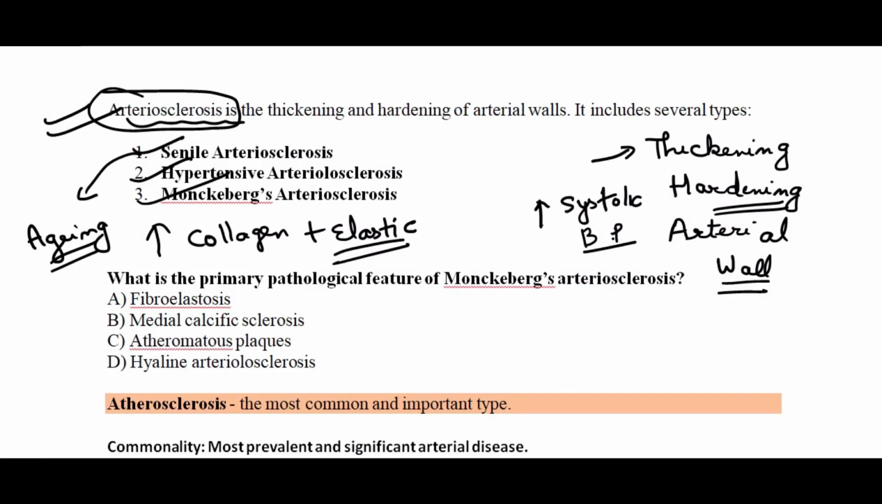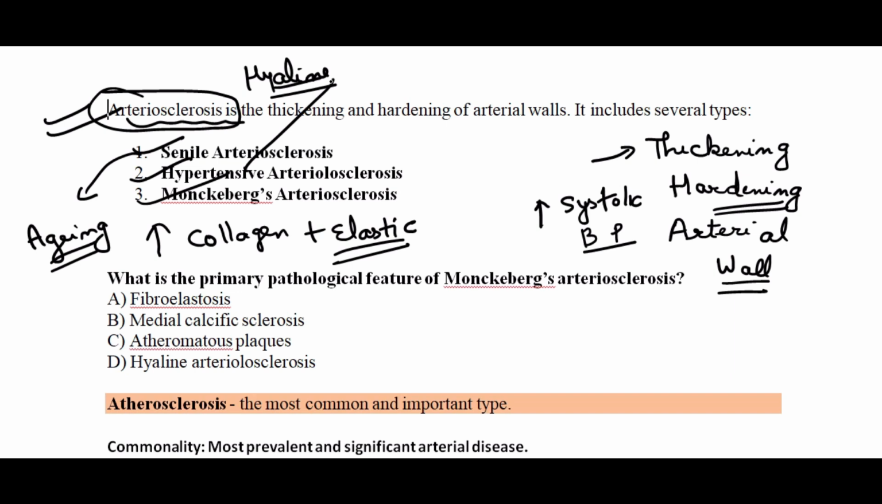The second type is hypertensive arteriosclerosis. It is caused due to the high blood pressure or chronic hypertension. So here there is deposition of hyaline in the walls of arterioles that thickens and weakens the vessel wall. It can be hyaline arteriosclerosis or hyperplastic arteriosclerosis. In hyperplastic, there is proliferation of smooth muscles in the walls of the arterioles that gives the onion skin appearance.